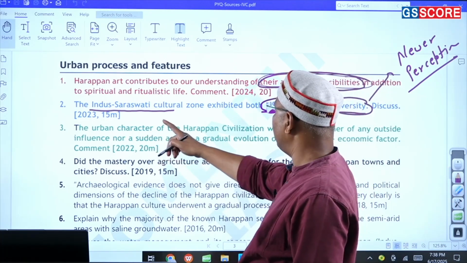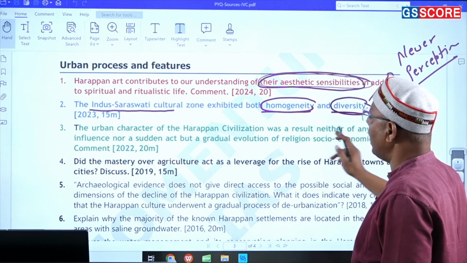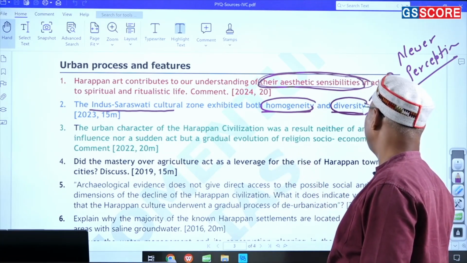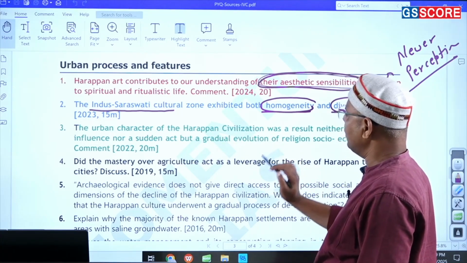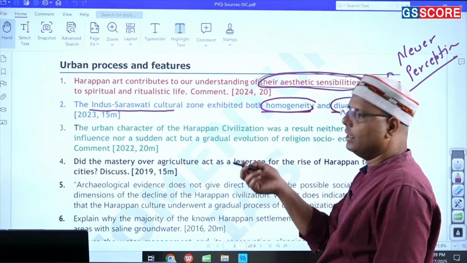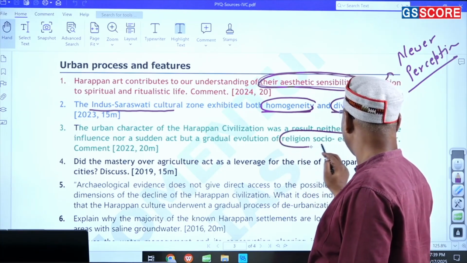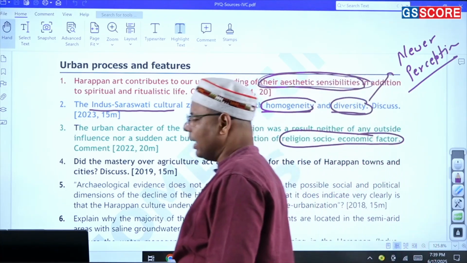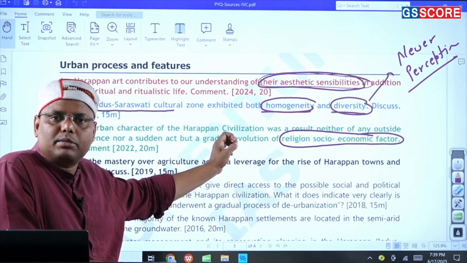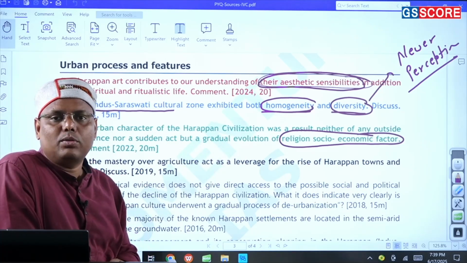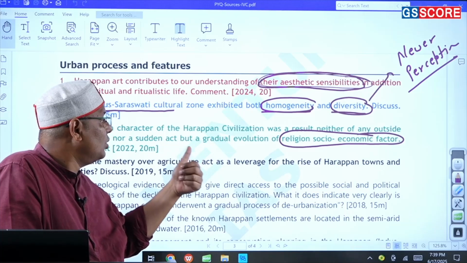The next question, from just one year before: the urban character of Harappan civilization was the result neither of any outside influence nor a sudden act, but a gradual evolution of religio-socio-economic factors. This question talks about the gradual evolution of IVC, which is against the migration theory, but at the same time it connects you with religio-socio-economic factors. It means Harappan evolution was not merely the result of surplus production, which was argued by Gordon Childe. Rather, it was also the result of some religious and social factors.